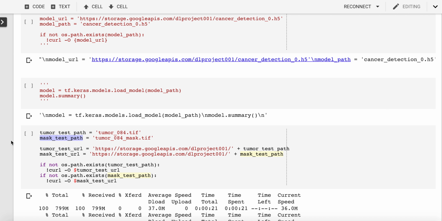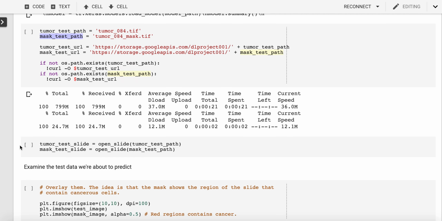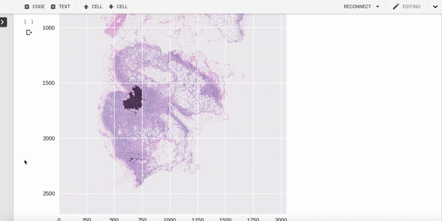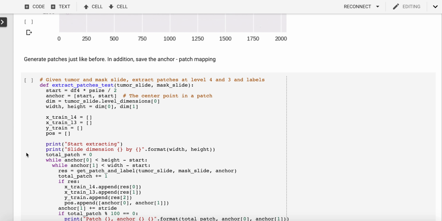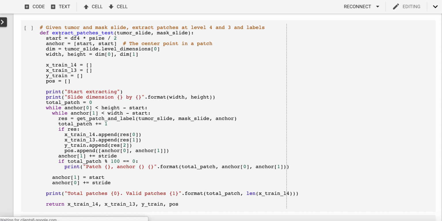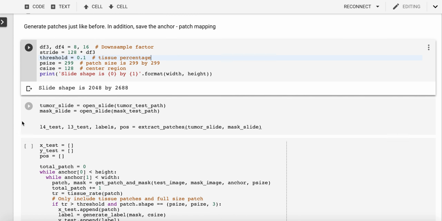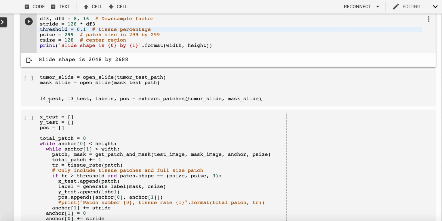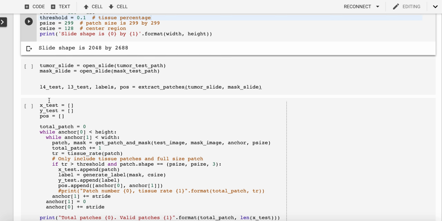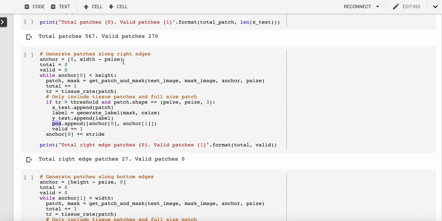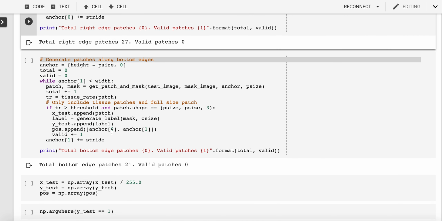So I downloaded another new slide, and let's take a look. And that's the new slide. I'm sorry, this function is not used here. Right. Then we do the same thing. We extract the patches from this test slide. This is just to extract patches along the right edges and the bottom edges separately, so that we have all the information.